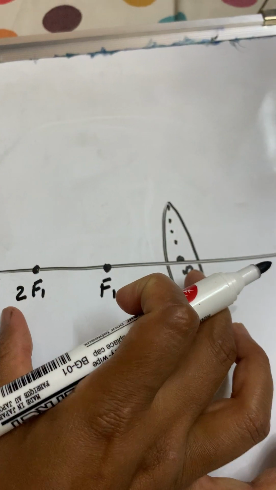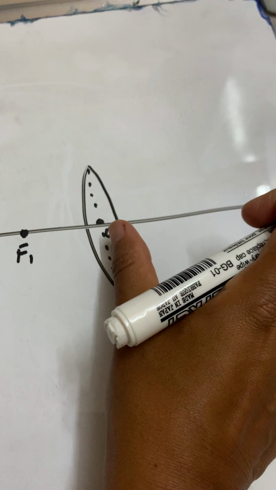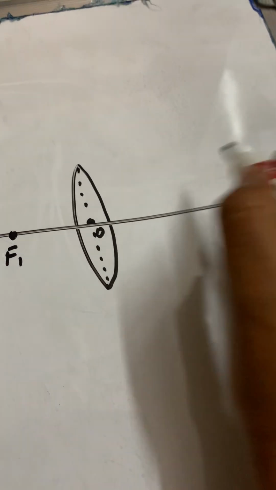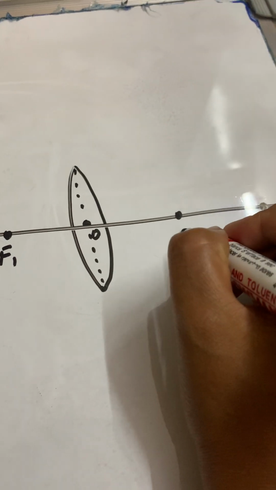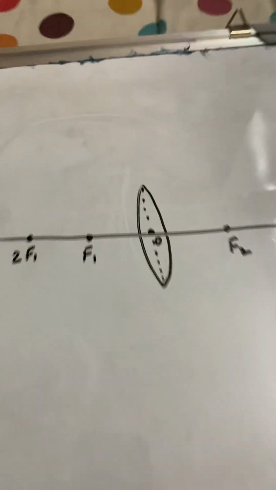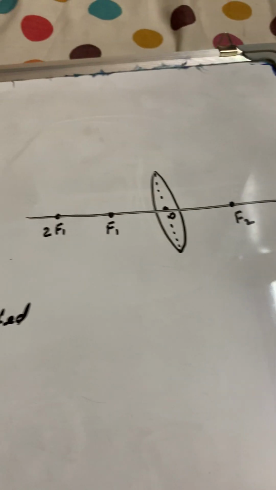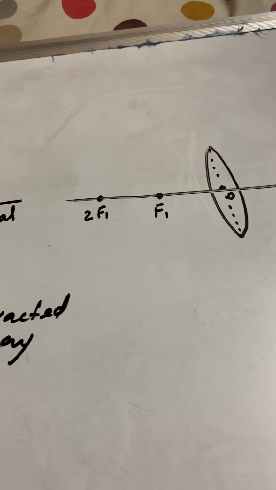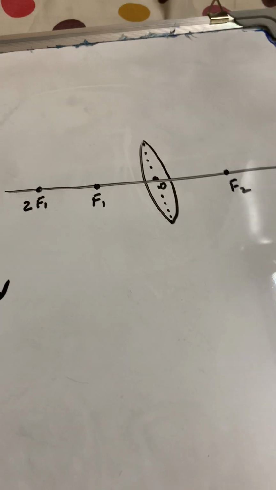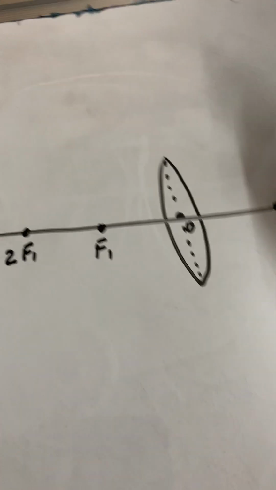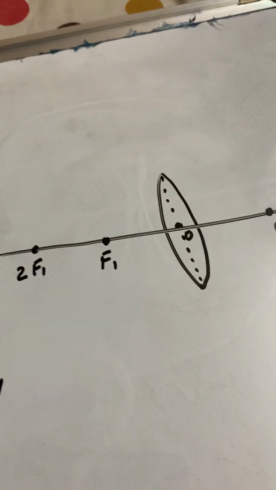The same distance you have to choose on the right side also, that is 2f2, and the midpoint of it is f2. If you remember these things, then it's okay. Now at some position, let us keep the object. The object, where we need to keep, is always on the left side. This is by convention.